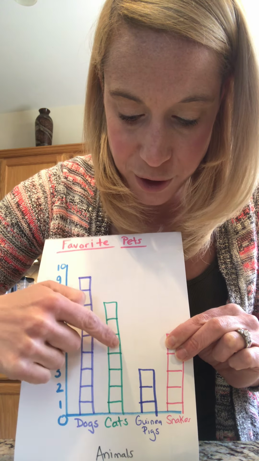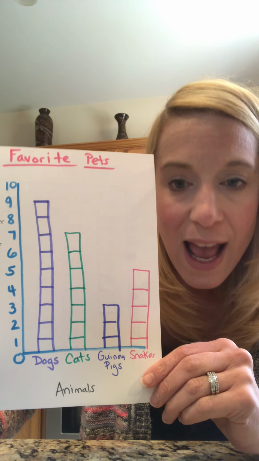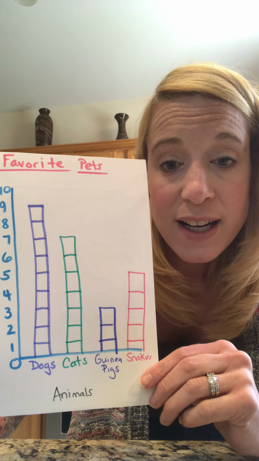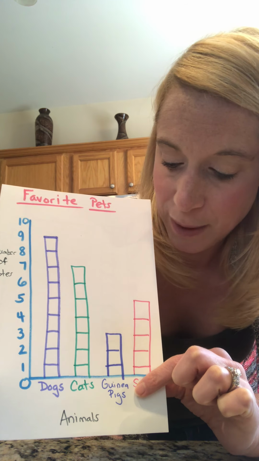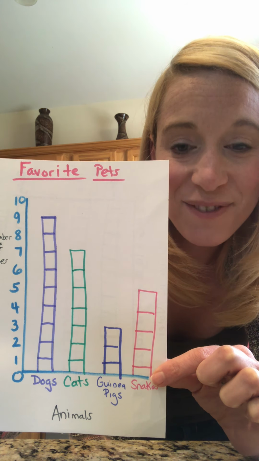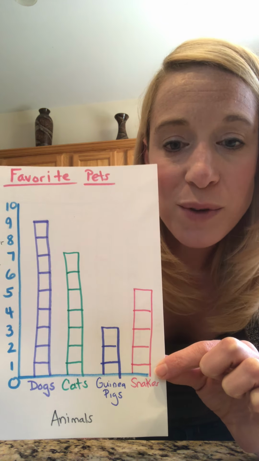Okay, let's try the question with, instead of how many more, it's how many less. Similar, we're still subtracting. How many less votes did guinea pigs get than snakes? How many less? We're still subtracting, so we have 1, 2, 3, 4, 5 for snakes, 3 for guinea pigs. Okay, so how many more? 5 minus 3. Or how many less? 5 minus 3 is 2. 2 less votes for guinea pigs.